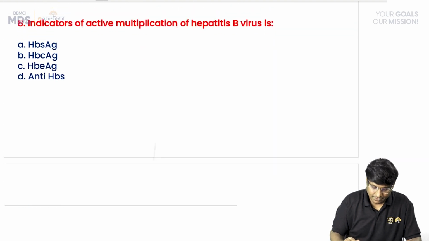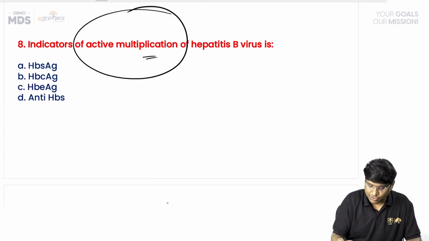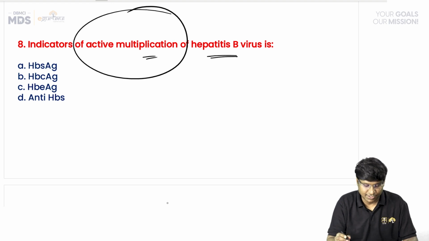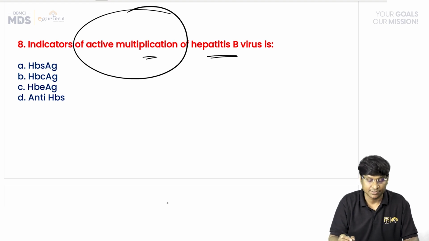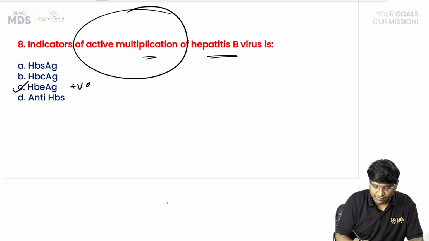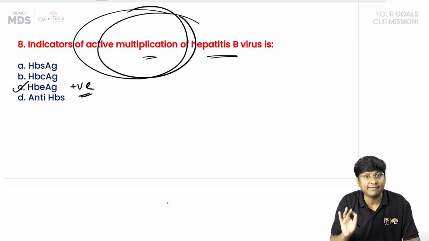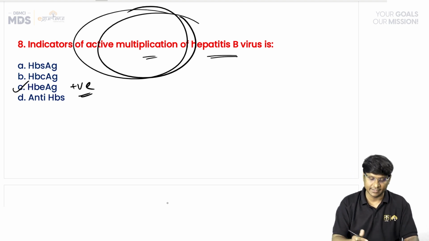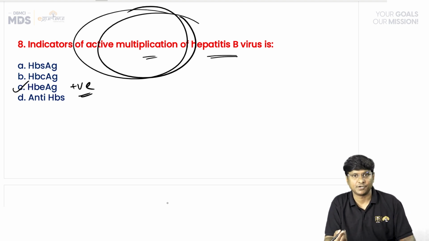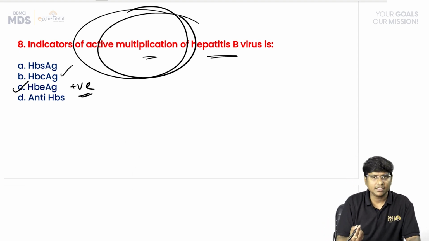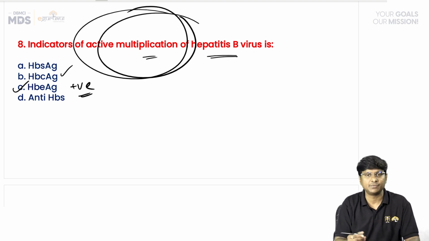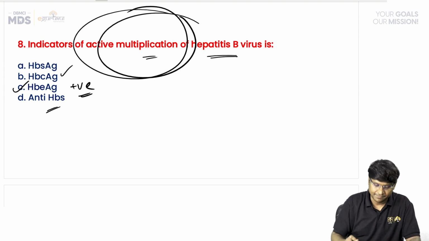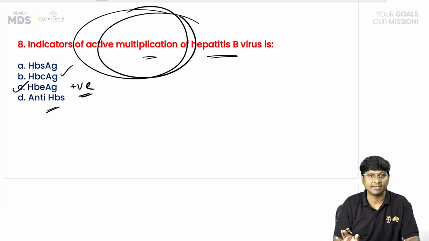Next question. Indicators of active multiplication of the hepatitis B virus is HBsAg, core antigen, envelope antigen, anti-HBsAg. HBeAg positive tells that the virus is actively replicating. Whereas if the surface antigen is positive, that tells hepatitis B is present in the person. Core antigen is not very much visible, but antibody to core antigen will tell you whether it is acute or chronic hepatitis. Okay, next. So the one which will tell you multiplication is envelope antigen.